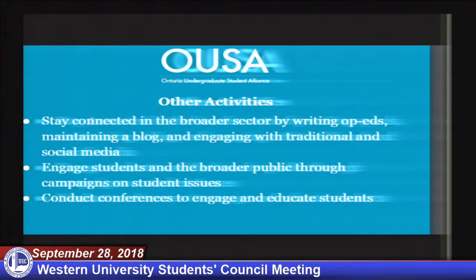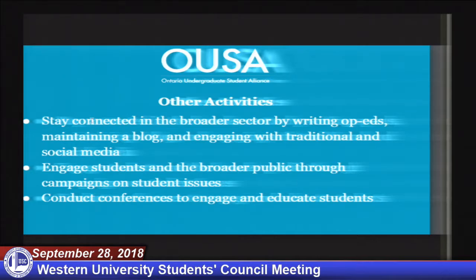And then finally, some of the other activities we do. We stay connected in the broader sector by writing op-eds, and we maintain a blog. I'm seeing many familiar faces in the room who have written blogs for USA in the past. This is a great way to get involved with the organization and speak about student issues that you care about.